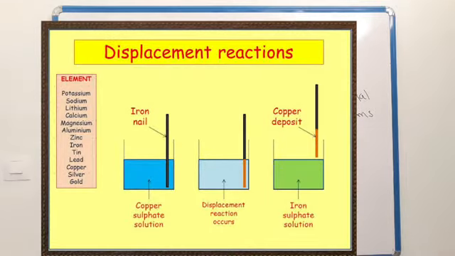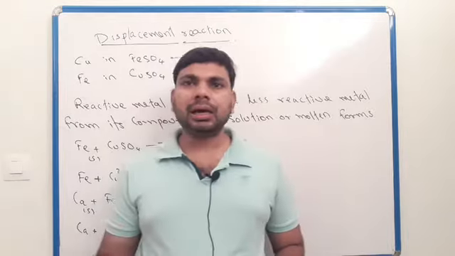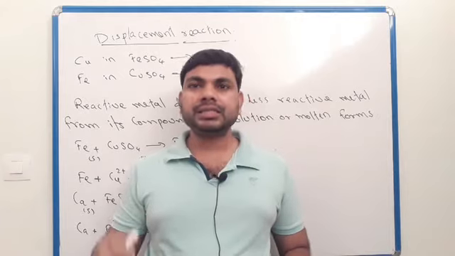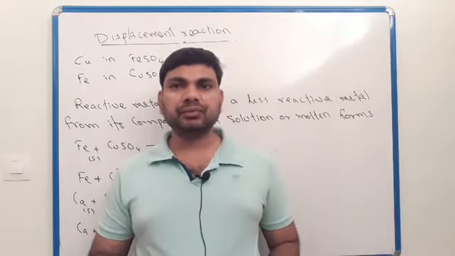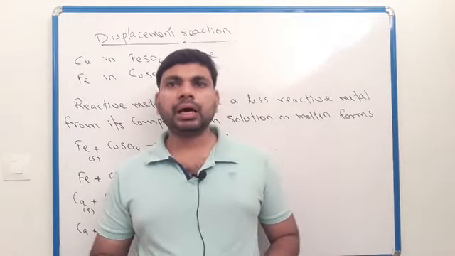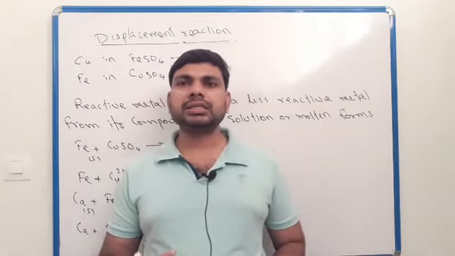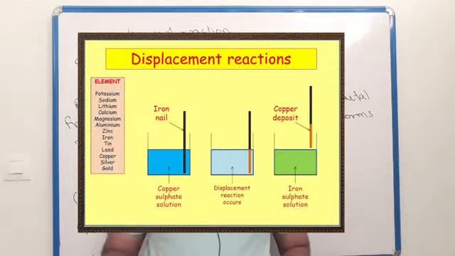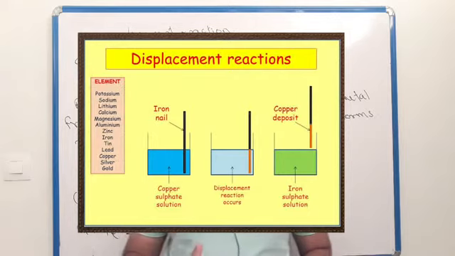Here you can see a copper electrode dipped in aqueous iron sulfate solution. Also another experiment: an iron nail or iron piece dipped in aqueous copper sulfate solution. When you dip the iron nail in copper sulfate solution, the blue color of the copper sulfate solution changes to colorless. So there is some chemical reaction happening.